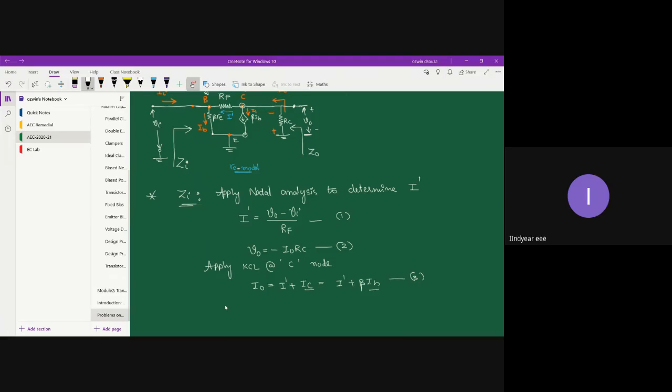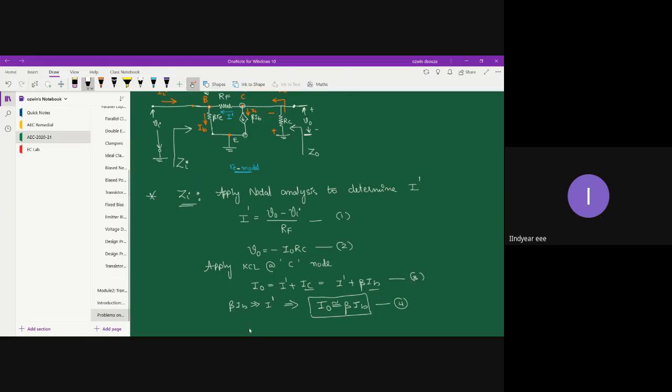Okay, but on the output side, if you compare the current levels, we see that beta times IB is very large in comparison with I dash. So on that note, what you can write is I naught approximately equal to beta IB. This reduction greatly helps in the further analysis, so we can slightly reduce the complexity.